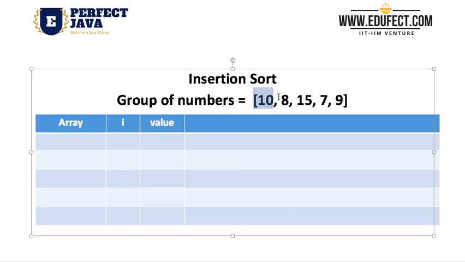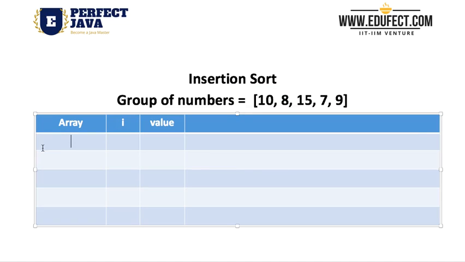So we have this group of numbers which we want to sort in an ascending order. So let's put the starting array is the set of values 10, 8, 15, 7, 9. And we will start from 1. Why would we start from 1? Because one element is always sorted. So if we have one element, it is always sorted.